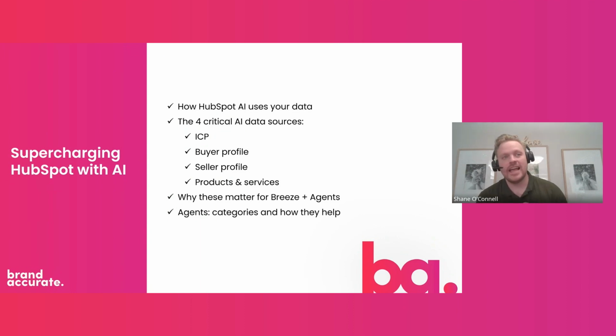Today is about making HubSpot AI useful, not just cool. We'll be covering how HubSpot AI uses data. We're going to jump into, and this is a big portion of the discussion, the 4 critical AI data sources that HubSpot leverages today. And then we're going to talk about why those data sources matter for not only Breeze, but for agents more specifically. And then we're going to jump into the categories of agents and how they help. We're going to be looking into layers. It's quick wins first, and then how to structure it, and then where agents fit in.